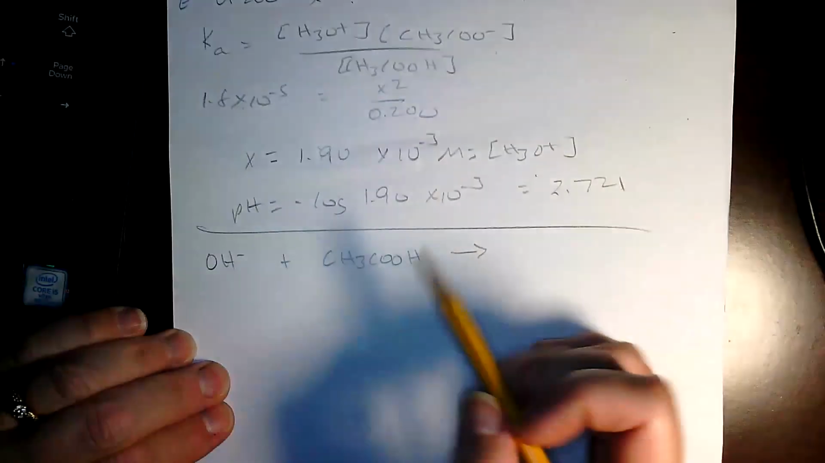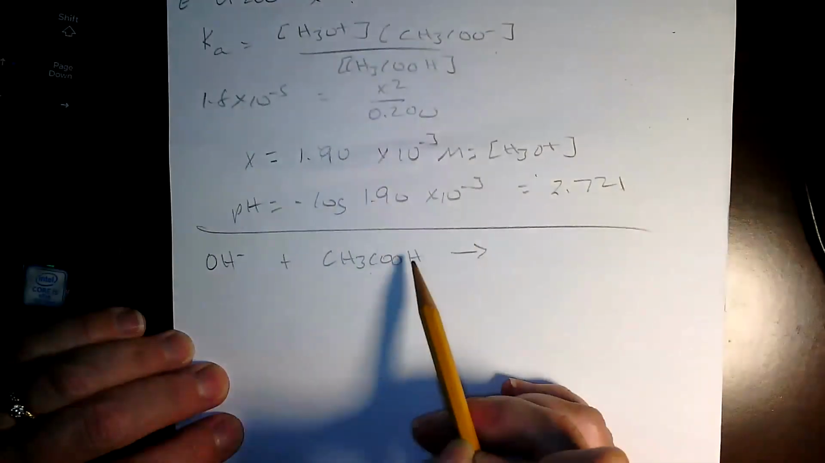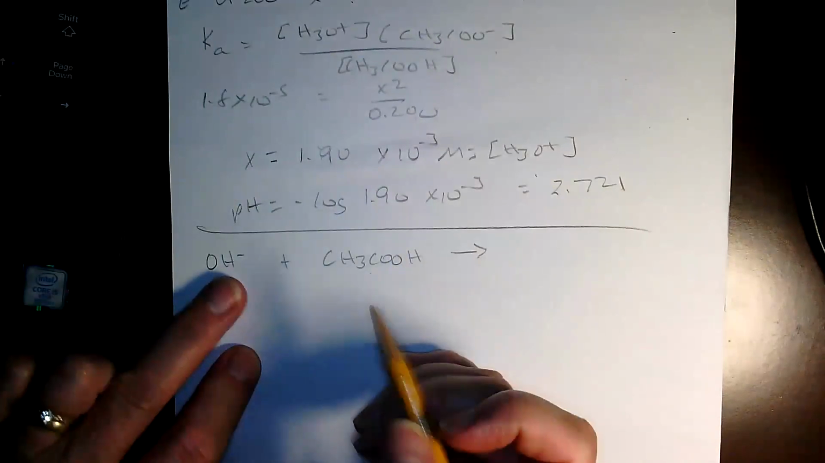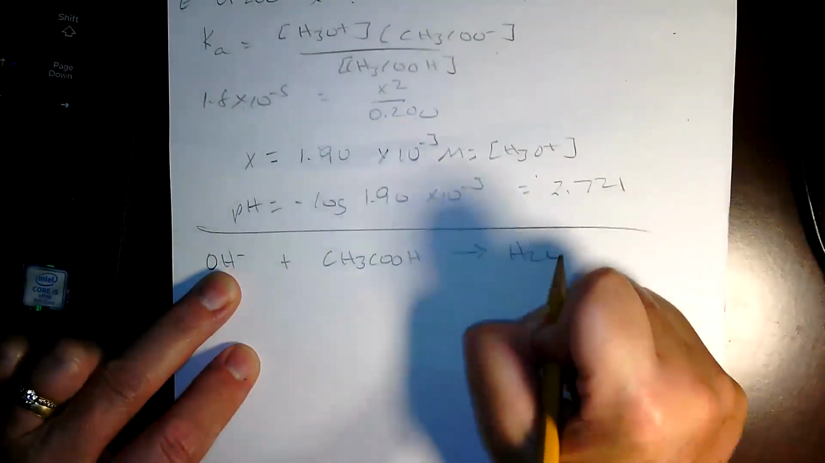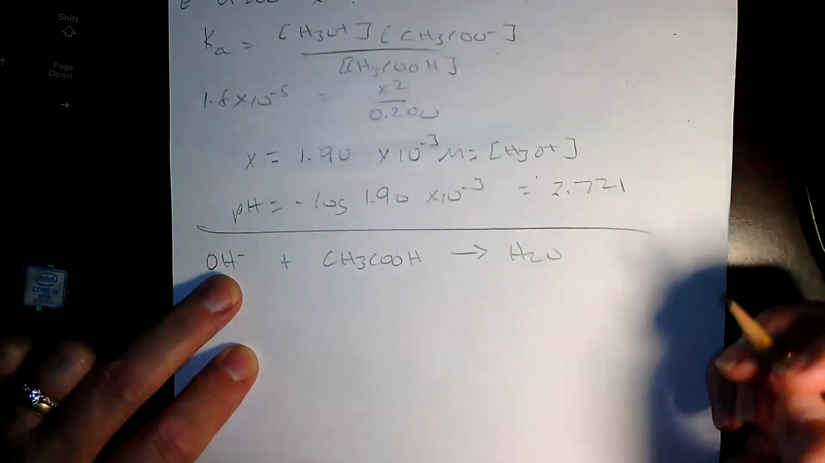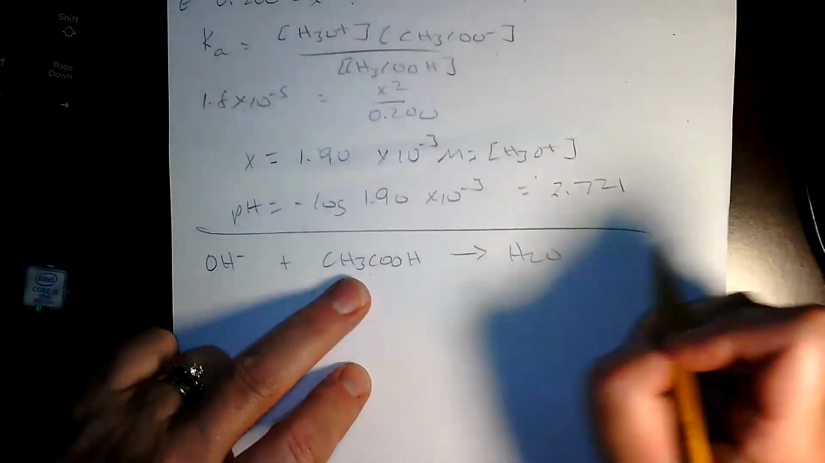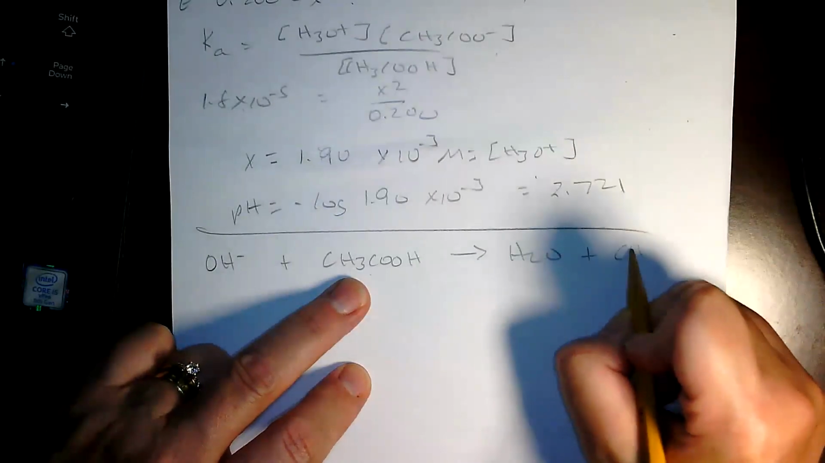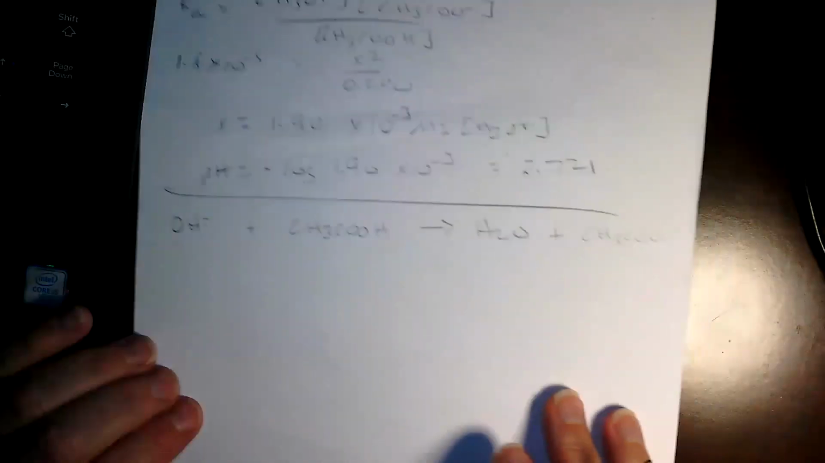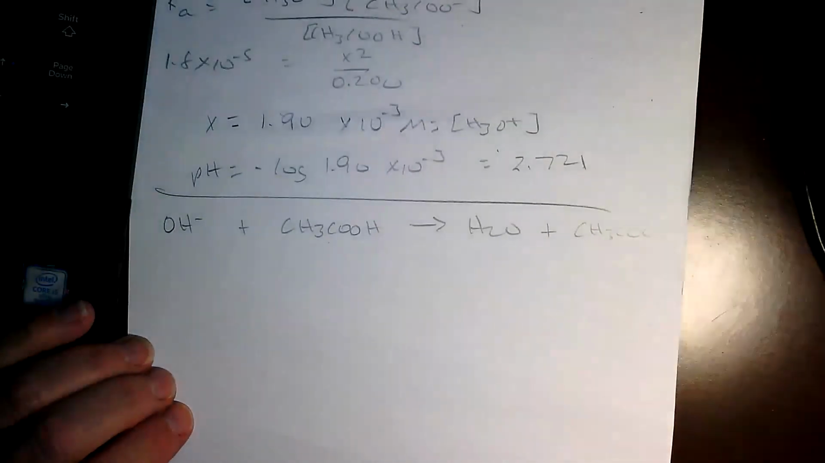All right, so think about what acids do. Acids donate their proton to bases. So the hydroxide becomes water. Okay, this is our base, this is our conjugate acid. And the acetic acid becomes the acetate. Okay, so there's our reaction.